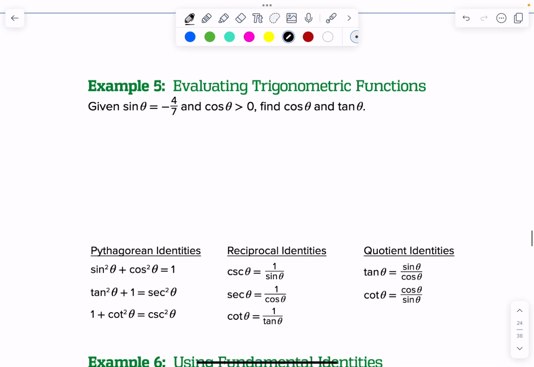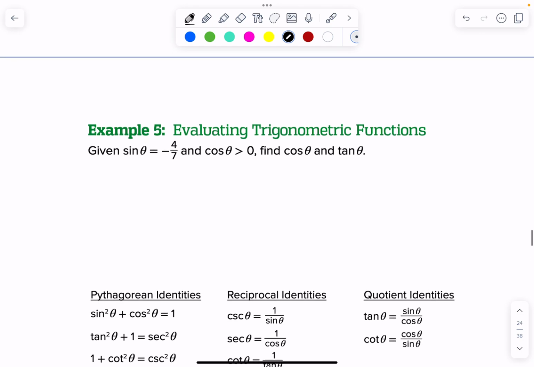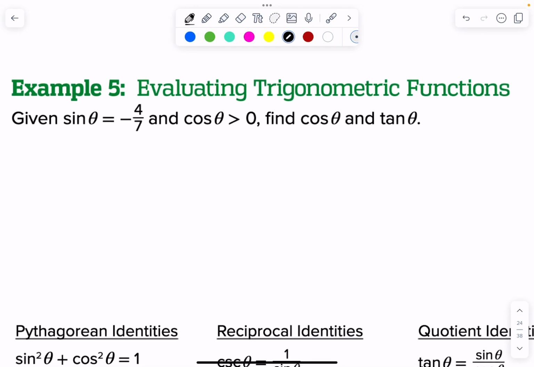All right, now these, example 5 and example 6, these are my favorite. I like these because these aren't like negative 4 over 7. You don't have one of those on your unit circle. Like you only have square root of 3 over 2 and square root of 2 over 2 and 1/2 and those things, right? That's all you have in your unit circle.